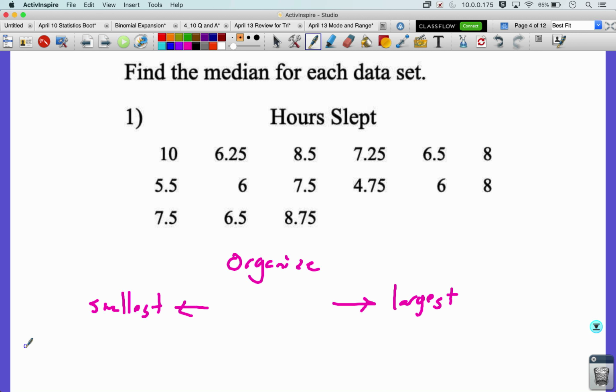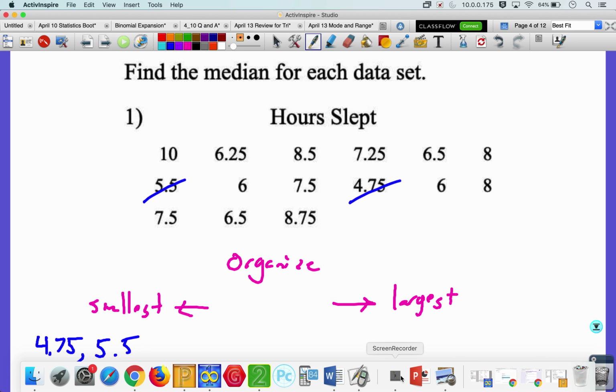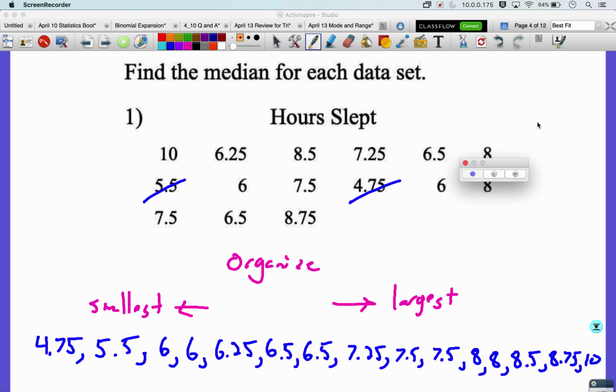So the very smallest number is a 4.75. All right, now I'm going to go through, crossing them out as I go to organize all this data. And I'll pause the video here and finish organizing it all. All right, so here's all of our data organized.